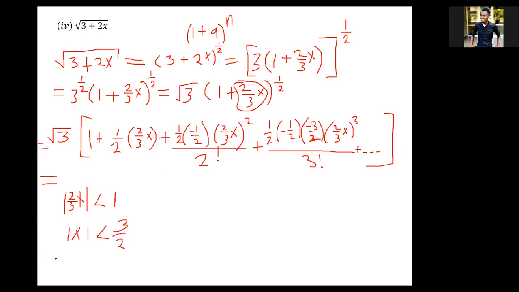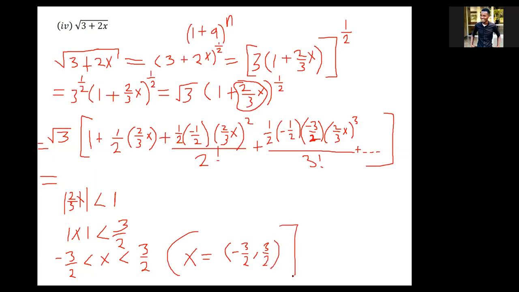So this can also be written now in this form: x is greater than negative 3 over 2 and less than 3 over 2. So if you want, you can write it in set notation where you say x is equal to a set of numbers between negative 3 over 2 up to positive 3 over 2. So this is the other way in which you can write the answer.